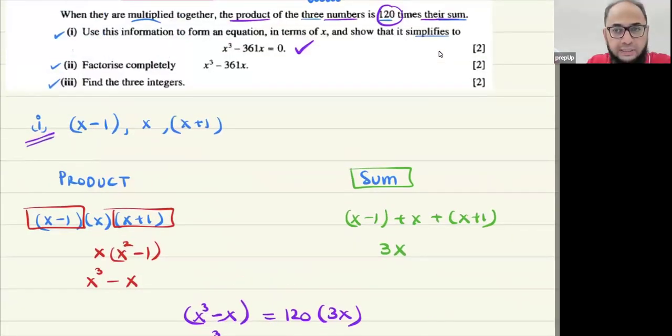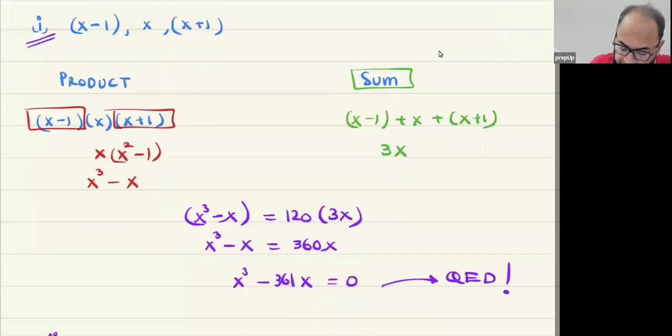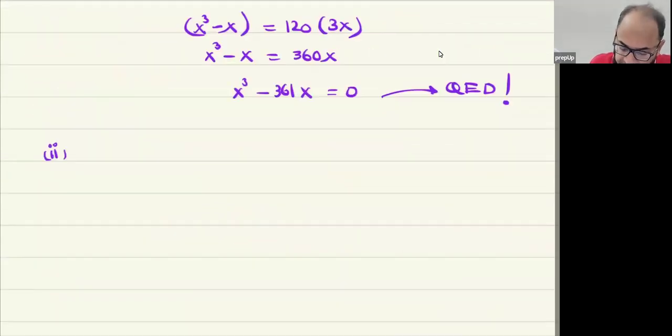So the first part for 2 marks is done. I hope it's all good, all clear. Second part. Now it says factorize completely. So we will take x common out. We will write x square minus 361 is equal to 0.